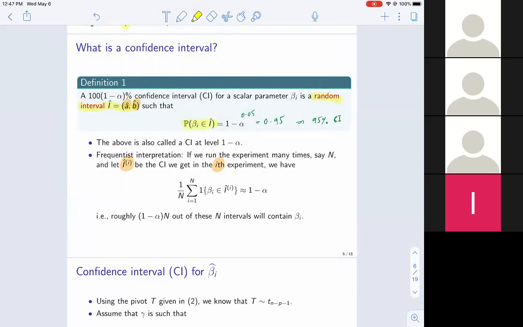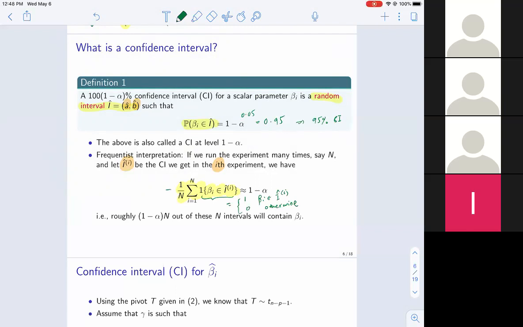So this probability you can approximate with this. This is the fraction of the experiments in which beta I belongs to I hat I. This notation is the indicator: 1 if beta I belongs to I hat I, 0 otherwise. So this summation is counting how many of the intervals contain beta I, and then I divide by n.